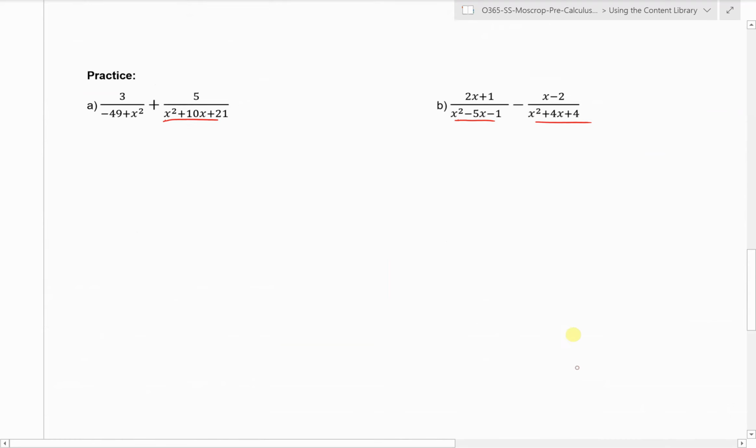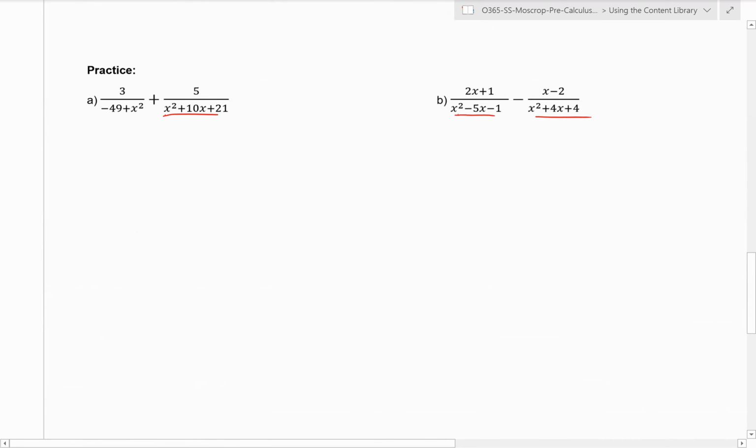Okay, so here are 2 questions. I'll show you the first one, and let you try part B. So again, we can factor this. This actually can be rewritten as x squared minus 49. So that is, again, a difference of squares. That's x minus 7 times x plus 7, plus. This can be factored. This is x plus 7 times x plus 3.